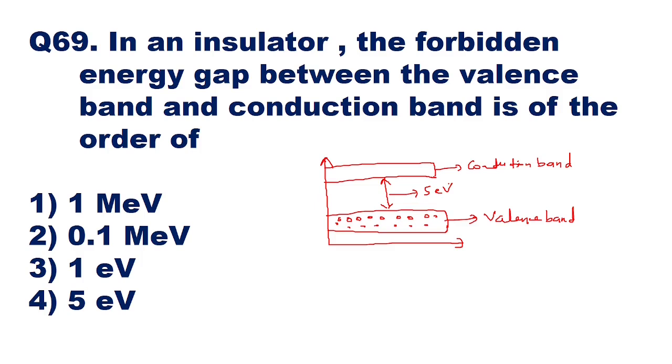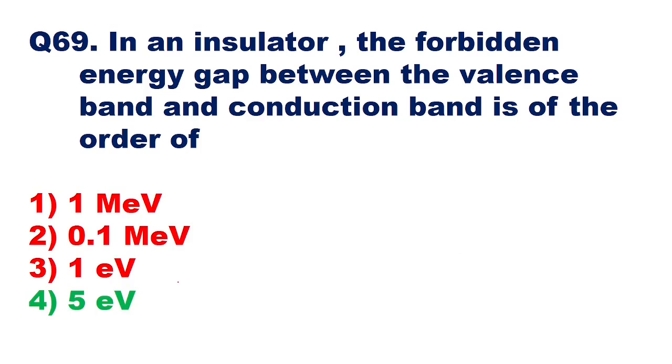Therefore, we require a very high electric field if we have to push the valence electrons from the valence band to the conduction band. Therefore, out of these 4 options, option number 4 is the right answer. That is 5 electron volt is the right answer. So here you can see for an insulator, the forbidden energy gap between the valence band and conduction band is of the order of 5 electron volt.